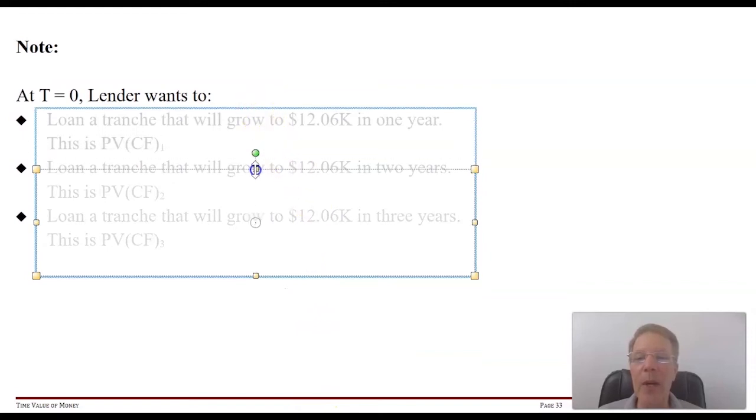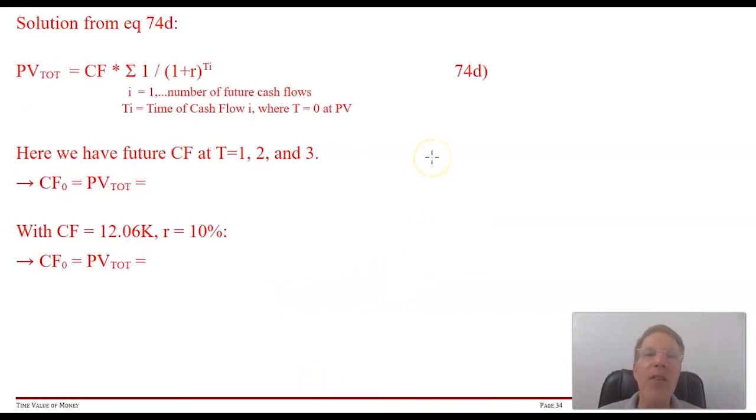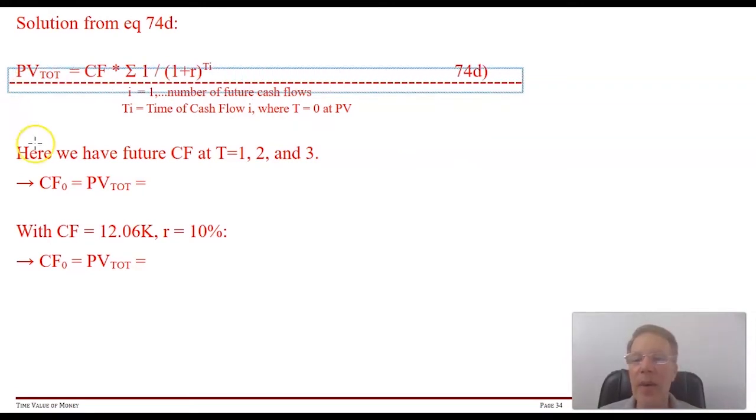And to think about it in the terms that we've been using before, the lender wants to loan a tranche to Mr. Small Net Worth that's going to grow to 12,060 in 1 year for them, another tranche that's going to grow to 12,060 in 2 years, and a third tranche that will grow to 12,060 in 3 years, all growing at that 10% interest rate. All right, so let's see if we can solve this using both equations, 74D and 74E. So first up, let's go with 74D, okay?